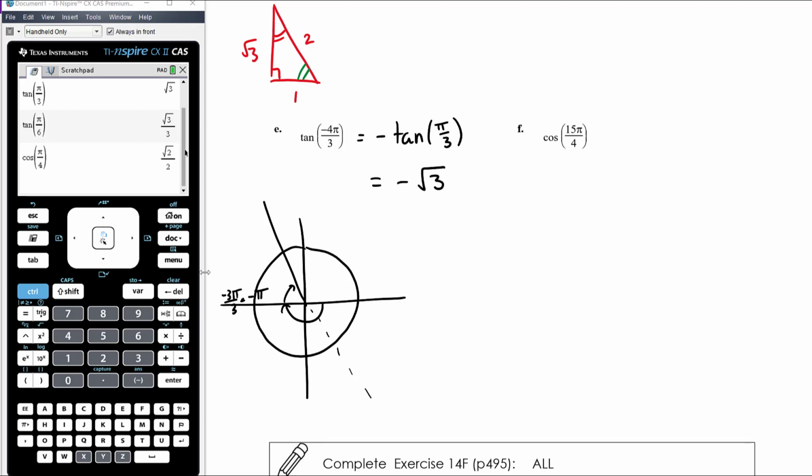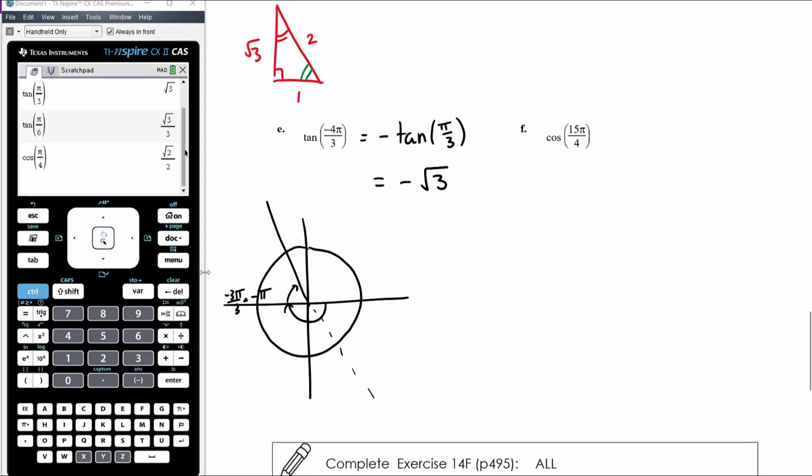And finally, cos of 15 pi on 4. Okay, so again, let's think about where we are in our unit circle. I'm thinking 15 pi on 4 is near 16 pi on 4, and 16 pi on 4 would be 4 pi. So that's going to be around here. That's 2 full laps, 2 pi, 4 pi, 2 full laps of the circle.